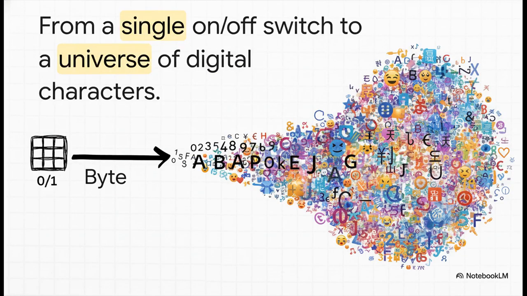And just like that, our journey has come full circle. We started with a single, simple on-off switch, one tiny spark of information. And from that, we've built this incredible system that can contain, well, pretty much the entirety of human expression. It's honestly an amazing testament to our ability to create order out of what seems like chaos, and to build these incredible bridges between our world and the world of machines.